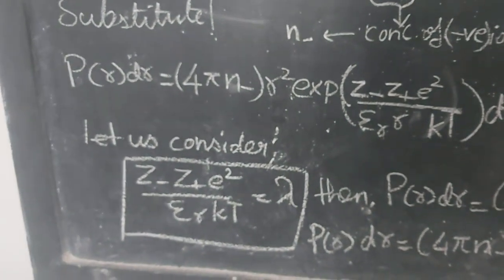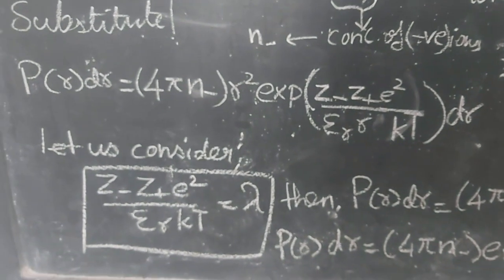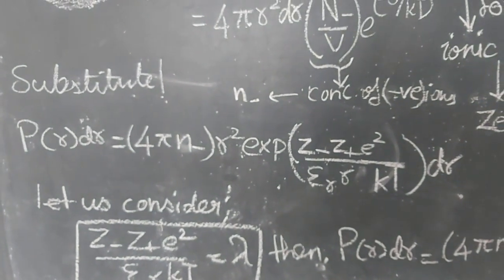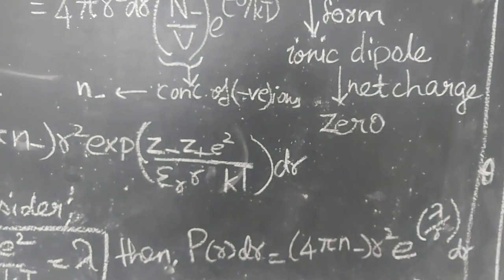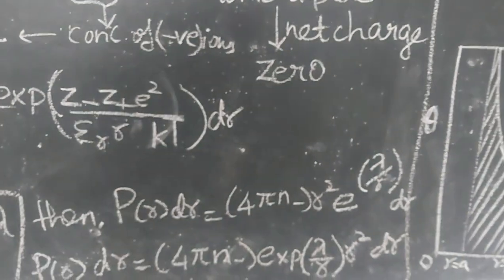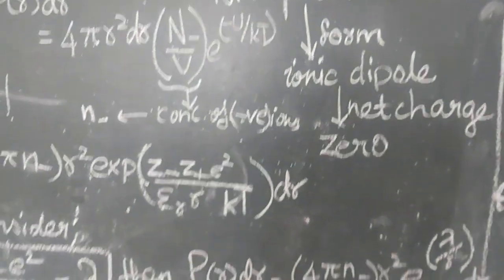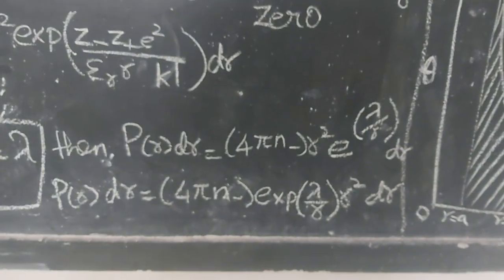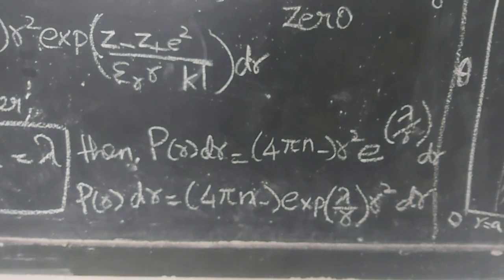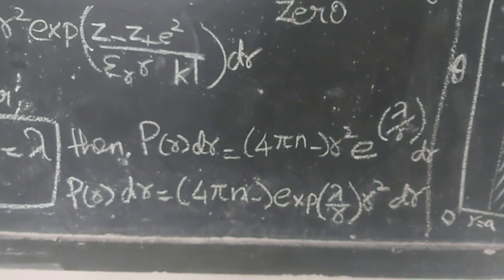Let us consider z minus z plus e square divided by epsilon r into kT as lambda. Then we get the equation: probability of r into dr equals 4 pi n minus r square exponential lambda by r into dr. We can write exponential as exp also. So the rearranged equation is probability of r into dr equals 4 pi n minus exp of lambda by r into r square into dr.